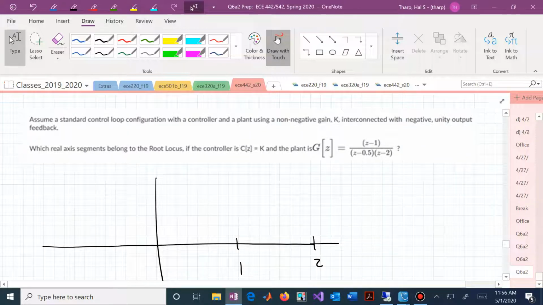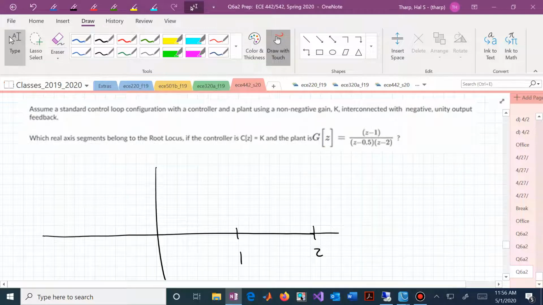Which real axis segments belong to the root locus? Again, we quickly apply rule 1. We have a 0 at 1, we have a pole at 1/2, and we have a pole at 2. We apply rule 2. We look to the right of each of these line segments and find an odd number of poles and zeros to the right. Now you can see which real axis segments.